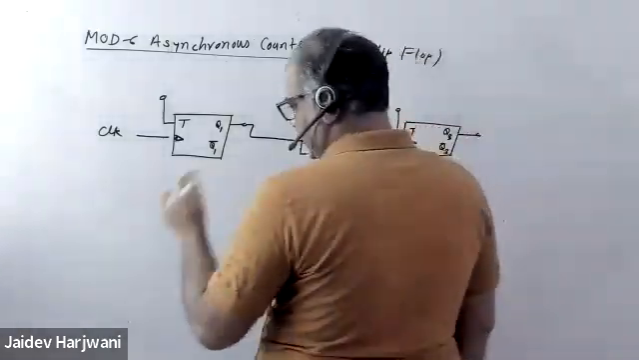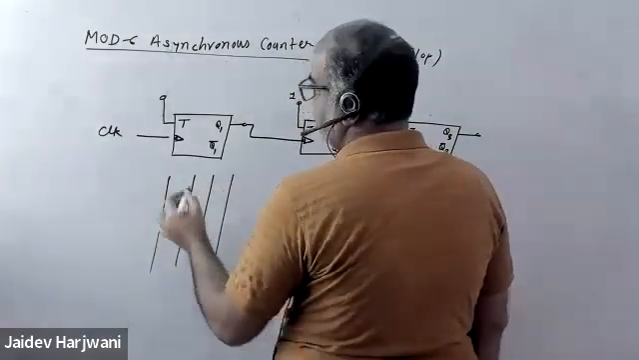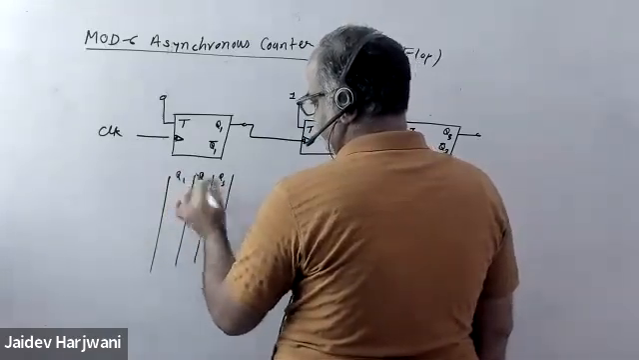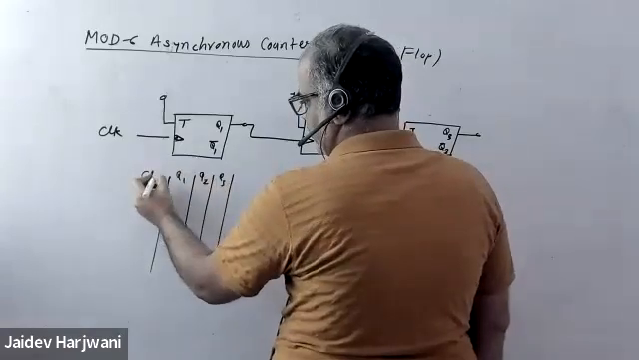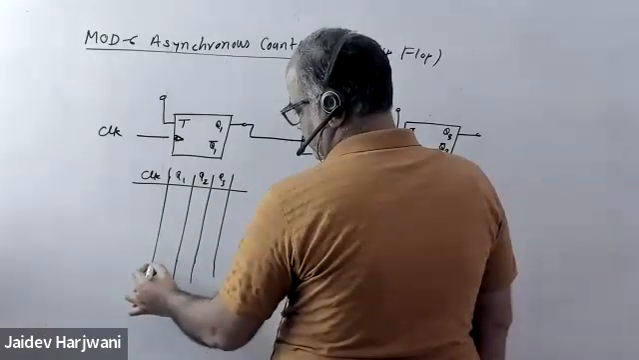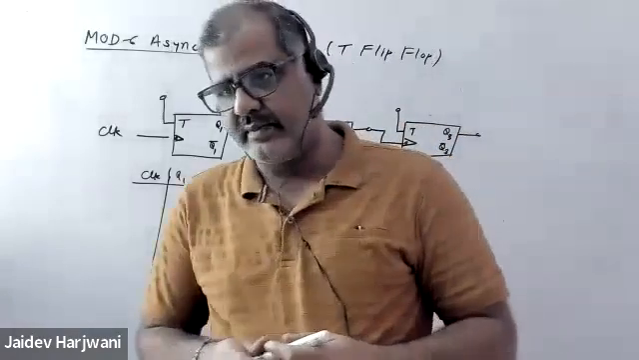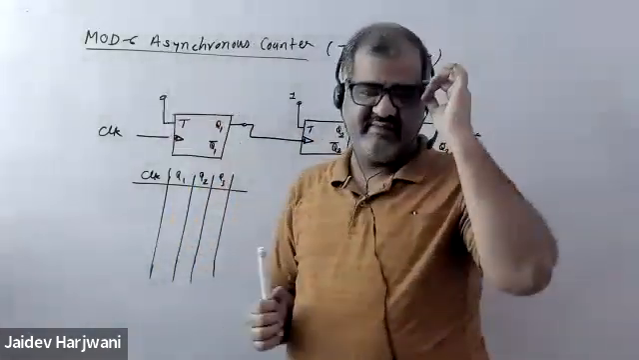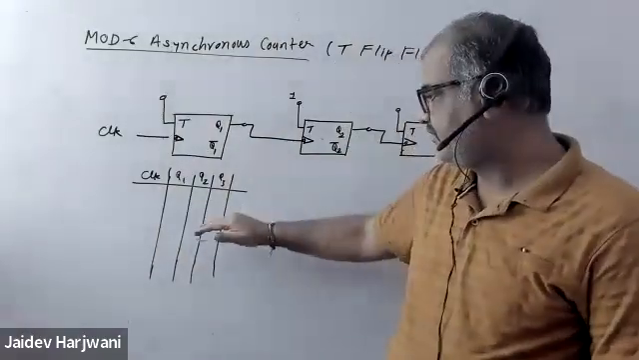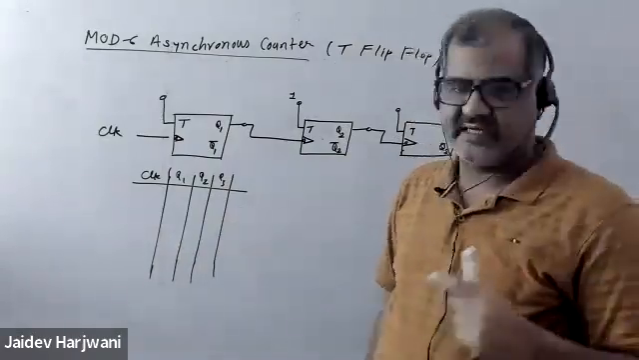Let me make the truth table for this one. So you have Q1, Q2, Q3, and then you have a clock. Now 3 bits means there are a total of 8 states, but we need only 6 states, up to 5 only. That means the remaining states, we have to truncate, or we have to reset.